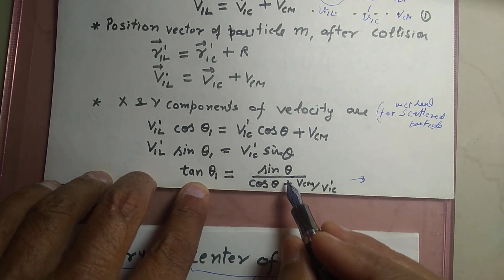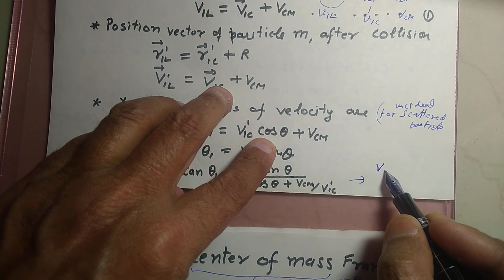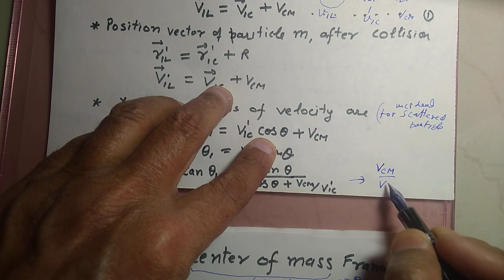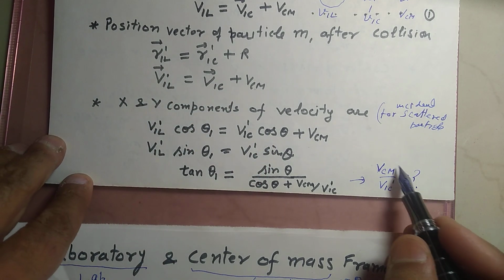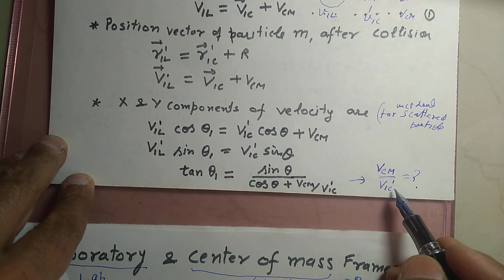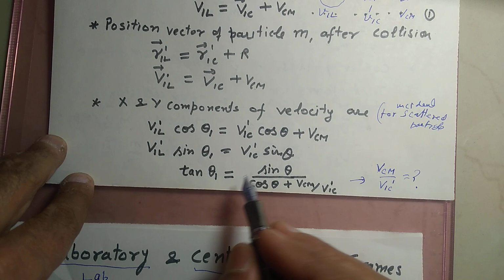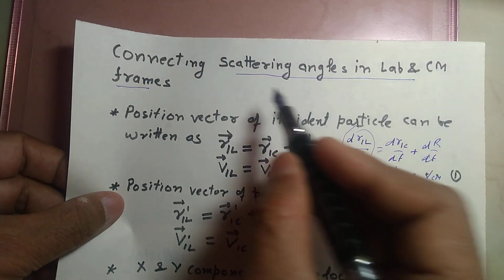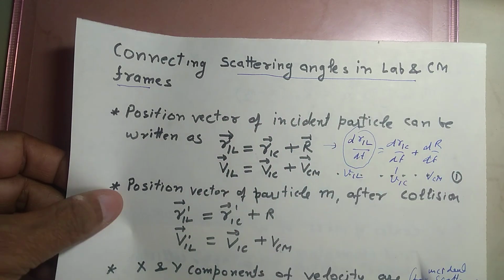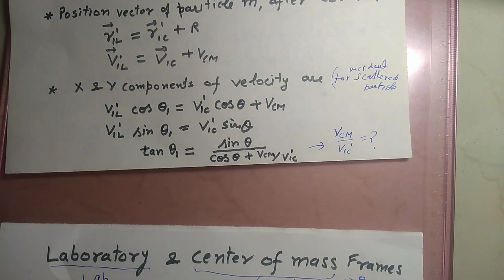Now in this expression we have to find the value of vcm divided by v1c prime. We have to determine this component, and by evaluating it and substituting here, we can get the connecting formula, which is our objective for connecting the scattering angles. So our objective now is to find this parameter.